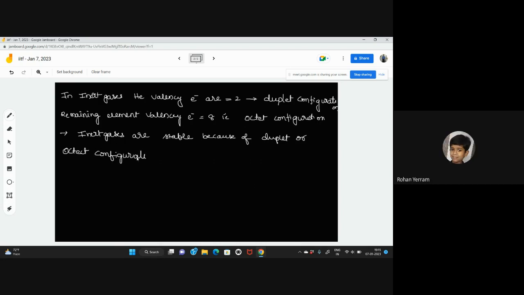Sir, is it octet or OCTECT? What is the spelling, sir? You wrote OCTET in the second line, and then down you wrote OCTECT. I did not understand which is the right spelling. Okay, OCTET is correct. Octet configuration. Okay. So that's why.